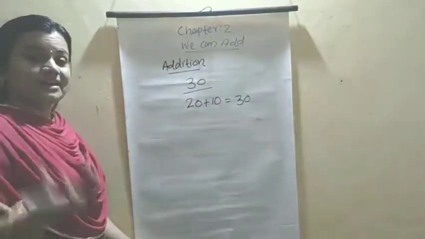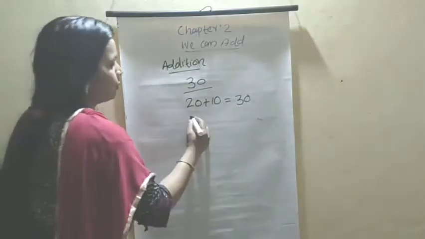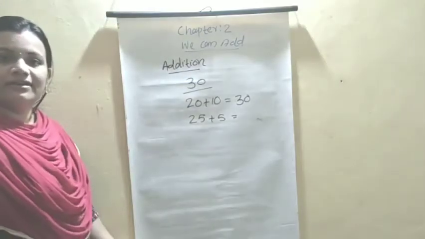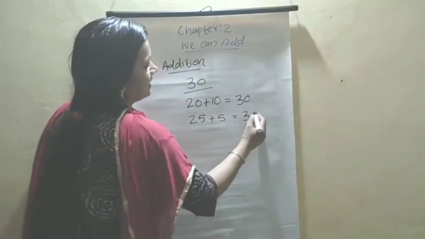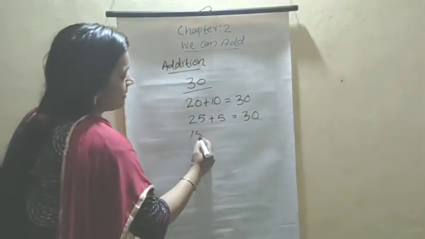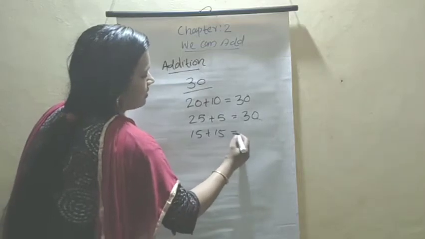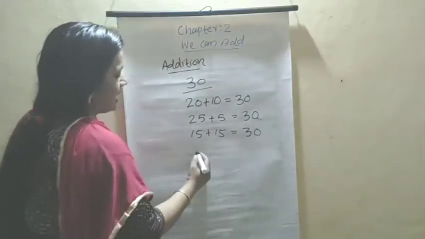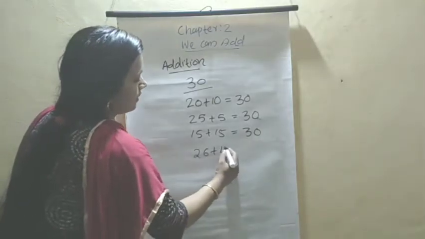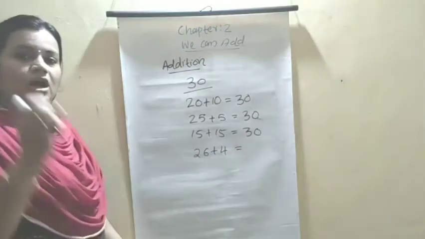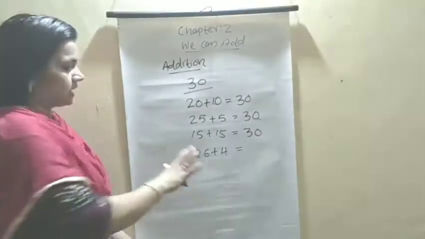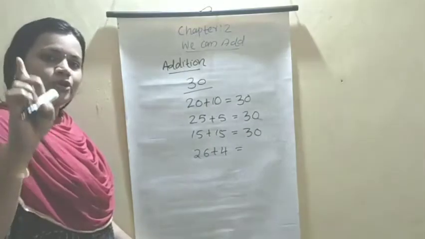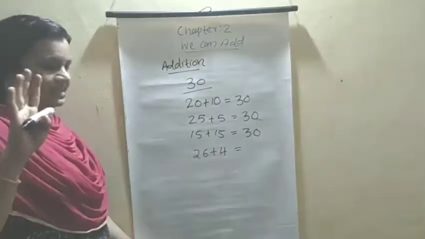Then again, next step. What is the next pair? 25 plus 5. What is 25 plus 5? Again 30. Then 15 plus 15, what? 30. Then again 26 plus 4. Take 4 fingers in your hand, count after 26: 27, 28, 29, 30. What is it? 30.